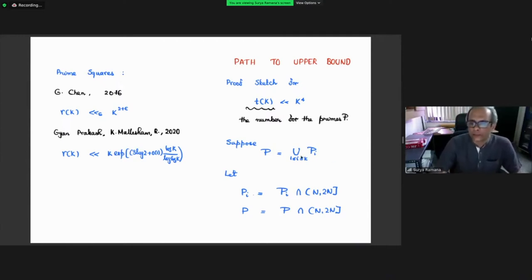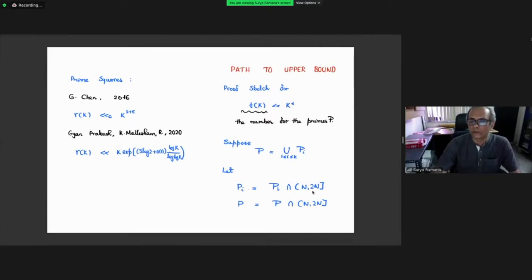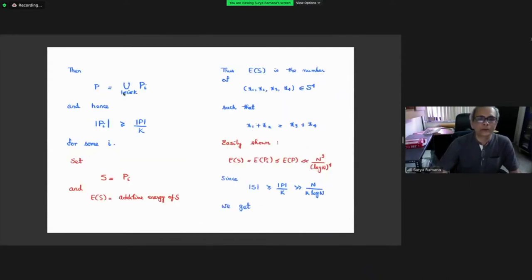So let us suppose that this is a coloring of the primes in k colors. So P is written as a union of k subsets which are disjoint. Now let's take a large integer n, so n to 2n, and consider the intersections of these script P_i's with this interval and call them the Roman P_i's. And P is the full set of primes in the interval n to 2n. Then P naturally is the union of all these capital P_i's, and simply by the pigeonhole principle, there's at least one index i which has more than or equal to 1 by k of the total primes in the interval n to 2n, simply because there are k of them. So let us denote this particular index, there may be more than one, by S.